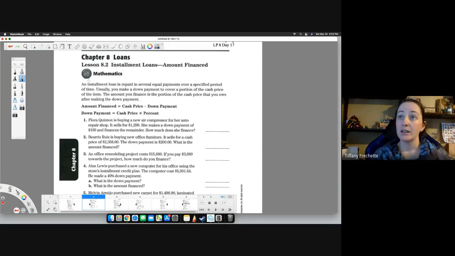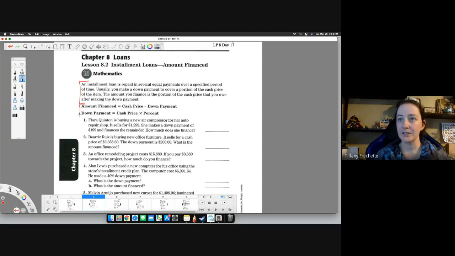All right, so let's go ahead and read our summary here. An installment loan is repaid in several equal payments over a specified period of time. Usually you make a down payment to cover a portion of the cash price of the item. The amount you financed is the portion of the cash price that you owe after making the down payment.